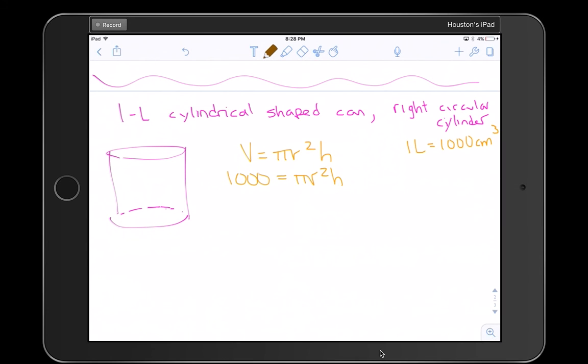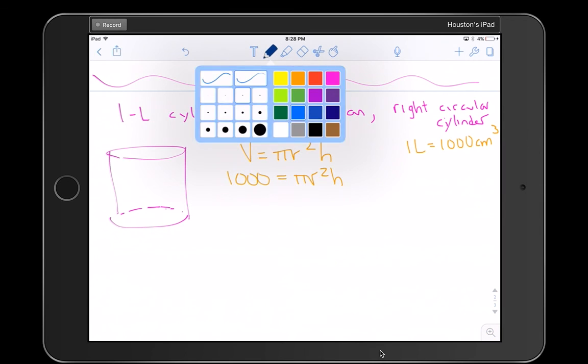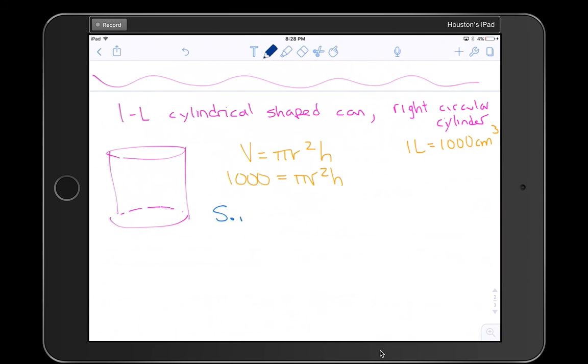The other thing that might be important is the surface area of the can, because if you think about it, that's actually the amount of material that's going to be used. And if you think about just taking a can at home and opening the top, opening the bottom, and cutting up the side and unfolding the entire can, making what you might have done in geometry is called a net.